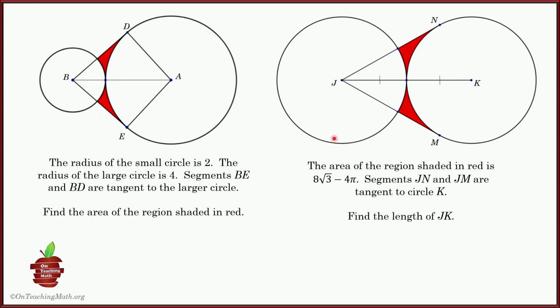All right. And problem 2, really similar, but here the two circles are the same size. The radius of circle J and the radius of circle K are the same, but we still have JN and JM that are tangent to this circle over here, creating this area. But now we don't know how big the circles are, but we do know that the area of the shaded region is 8 times the square root of 3 minus 4 pi, and our job is to figure out how far apart the circles' centers are. So pretty cool problems right there.